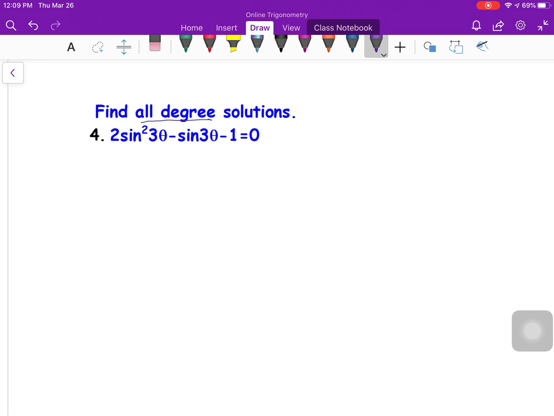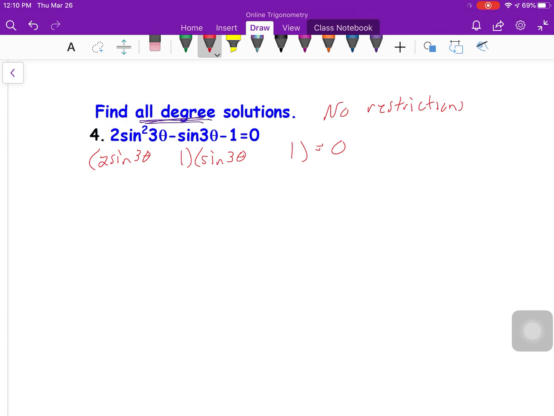So if we look at this one, once again it says to find all degree solutions, and there are no restrictions. This one is one where we're going to have to factor, but we factored this before. We'll use a 2 sine of 3 theta, and then a single sine of 3 theta. The back ones, of course, have to be 1. And to end up with a negative in the middle, I'll need to put a negative here and a positive here.